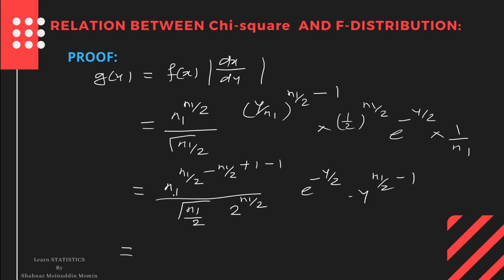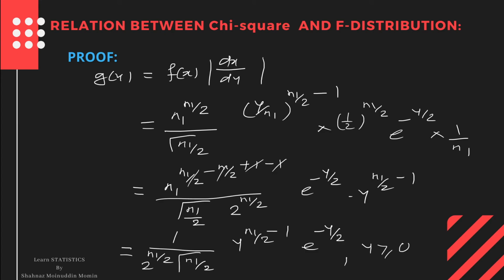After simplifying, n1 raised to n1 by 2 and n1 by 2 cancel, plus 1 minus 1 cancel. So n1 raised to 0, that is 1. So it is 1 divided by 2 raised to n1 by 2 gamma n1 upon 2 y raised to n1 upon 2 minus 1 e raised to minus y by 2, and y greater than equal to 0, n1 is also positive. This is the PDF of y equal to n1x.